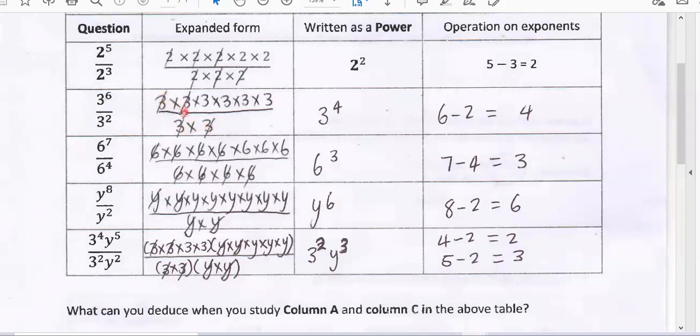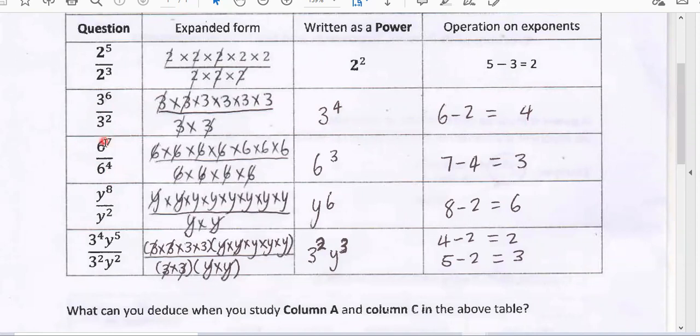Then the 3's will cancel off. Then these ones will also cancel off. Then we'll have an answer of 3 to the power of 4. Now, how did I get 3 to the power of 4? I said 6, which is the exponent in the numerator, minus the exponent in my denominator. So it's 6 minus 2 to give me an answer of what? 4.